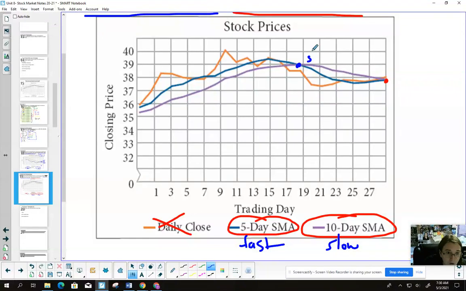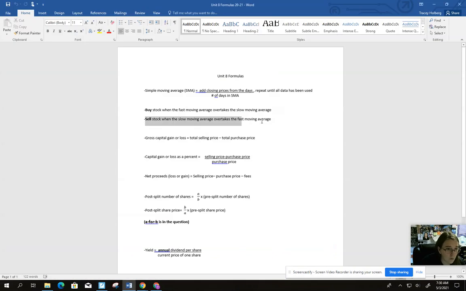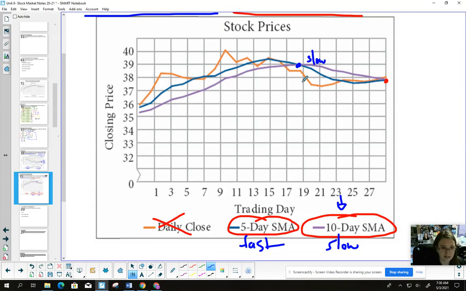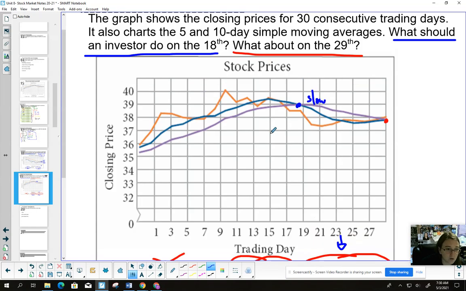Okay, so the slow ends up on top, right? This is my slow, is the purple. So if we look back to our formula sheet, we want to sell when the slow moving average overtakes the fast. Slow on top, sell. So on the 18th, on that day, I would sell my stock, because what's going to happen again, like I said, we are going to start seeing a downward trend when I have that crossing happen.